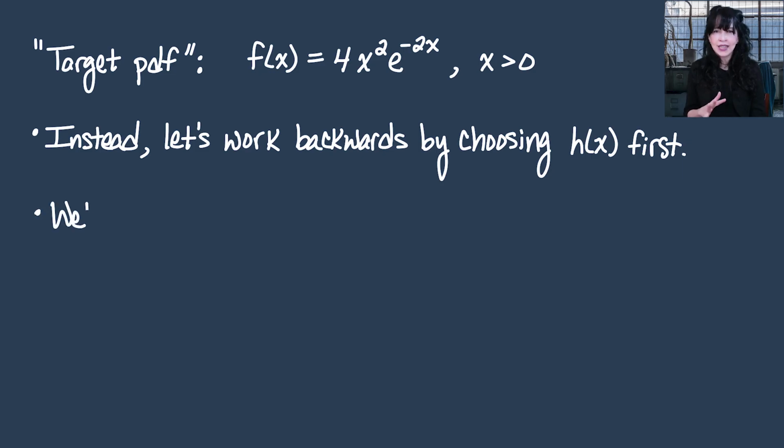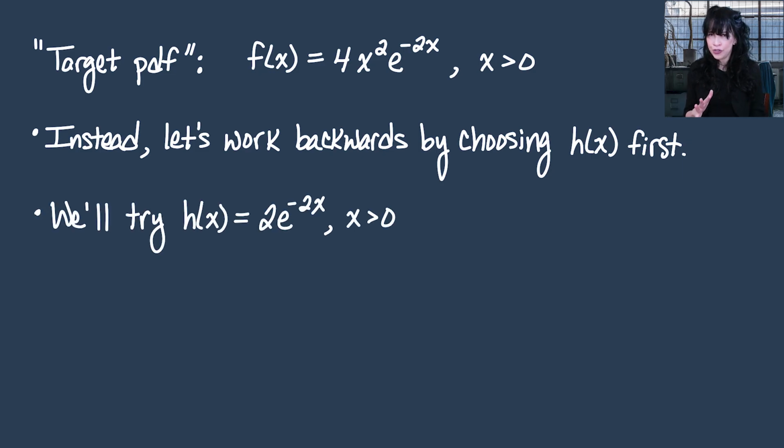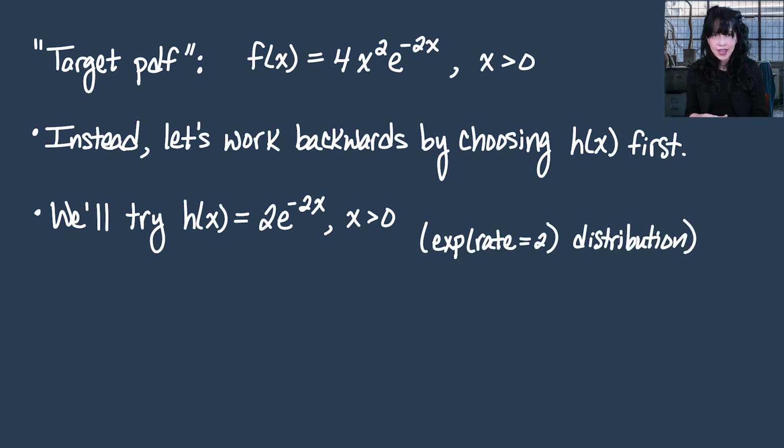So let's try letting h of x be e to the minus 2x, but then I need to multiply by 2, so it's a valid PDF. This is an exponential rate 2 PDF. And h was defined to be g over c, but we've yet to define g. Well, g is c times h. So how do we find that c to define the g?